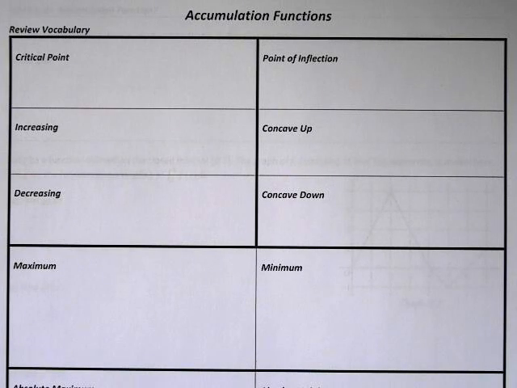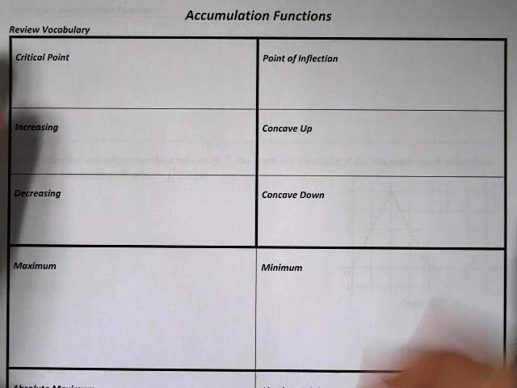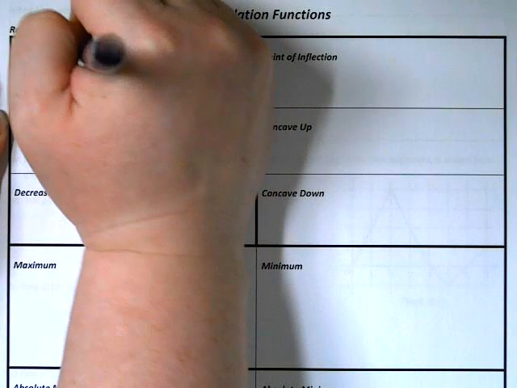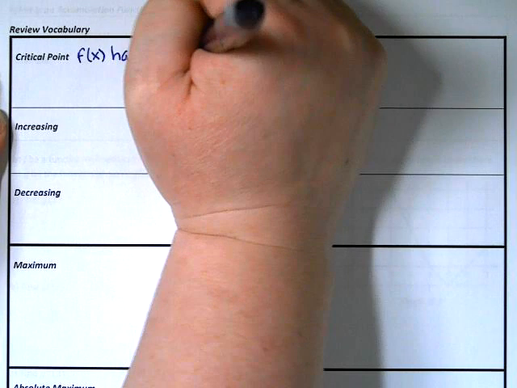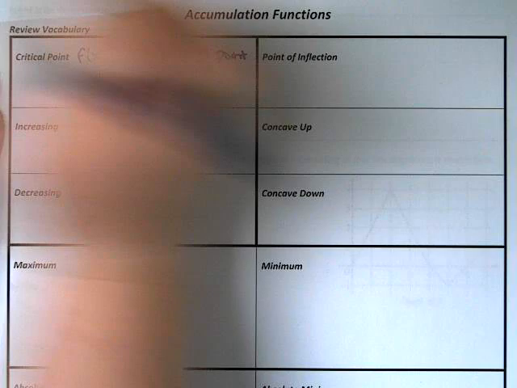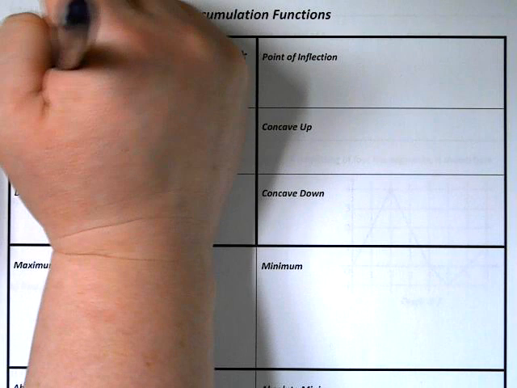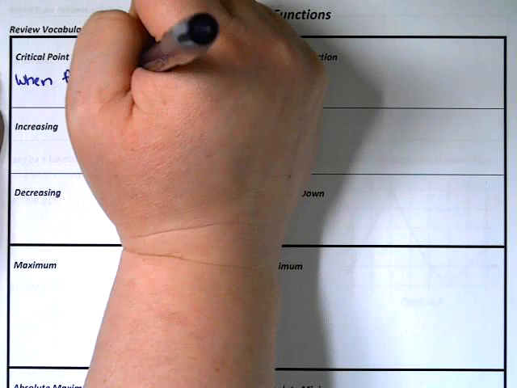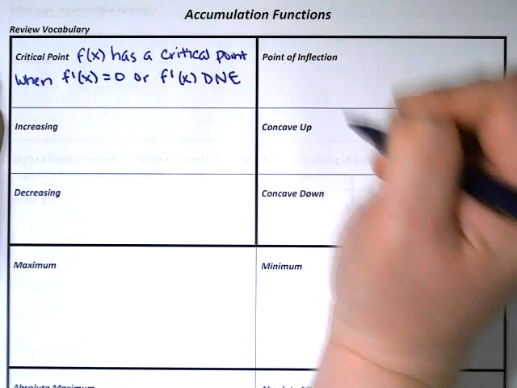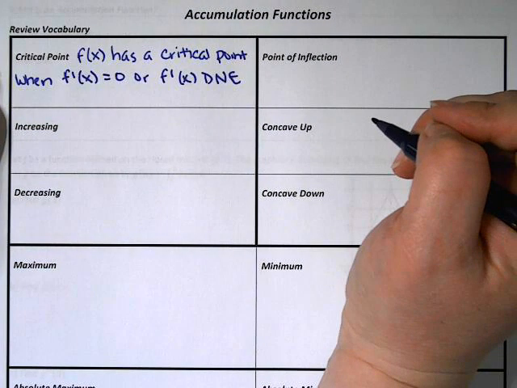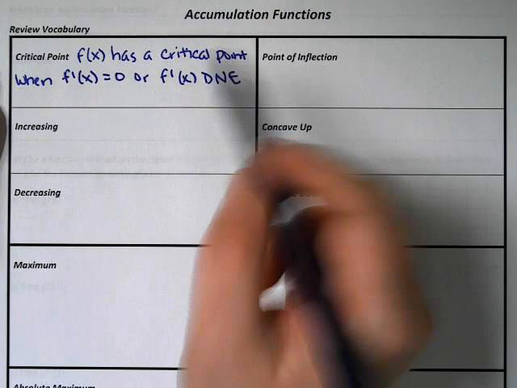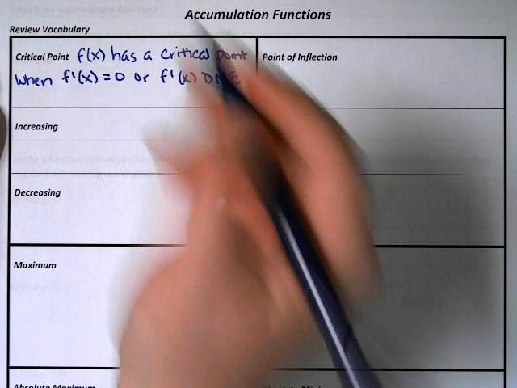Hey guys, so before we jump into accumulation functions and what they are, we need to review some really important vocabulary from last semester. So f of x has a critical point when the first derivative, f prime of x, is equal to 0 or f prime of x does not exist. So we spent a lot of time analyzing graphs of f and functions of f and then their derivatives and looking at all of these different things. So critical points are when the first derivative is 0 or the first derivative is undefined.